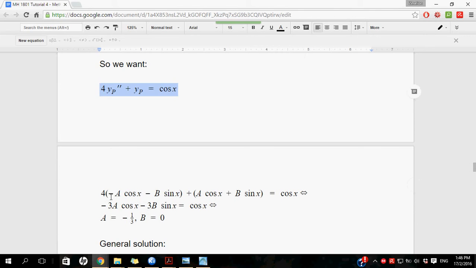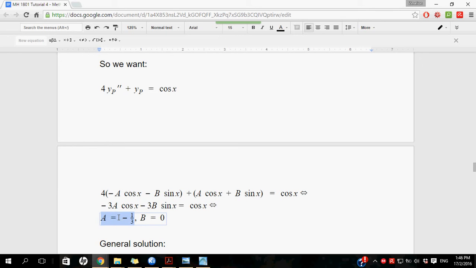And doing so, here we will have the second order derivative and yp, and we calculate the coefficient for cosine x is minus 3a, and the coefficient for sine x is minus 3b. Comparing coefficients means that we can take b to be 0 and a should be minus 1/3, because we have minus 3a equal to 1 as the coefficient for cosine x.